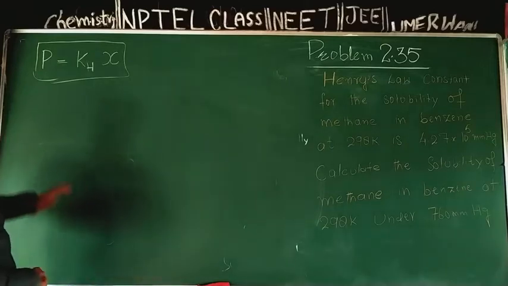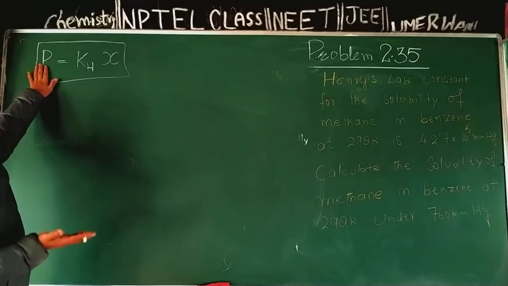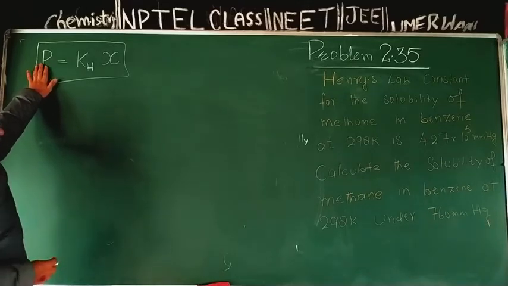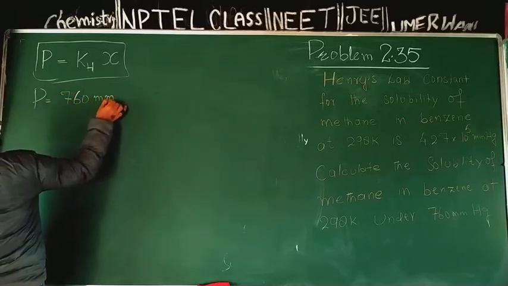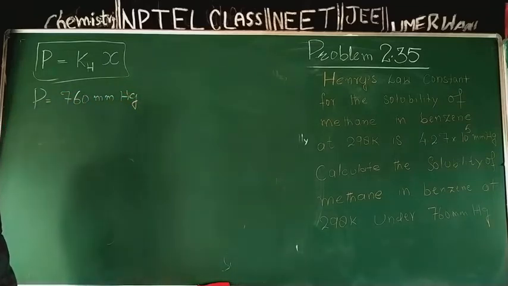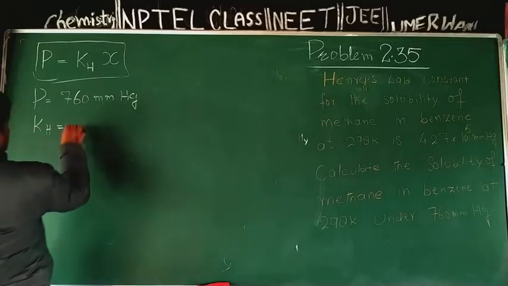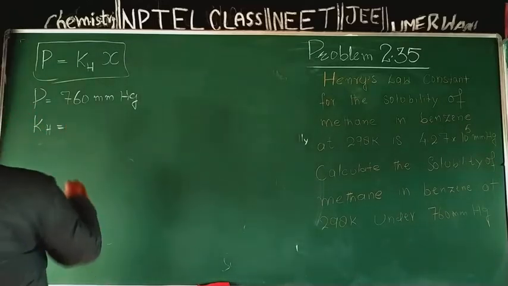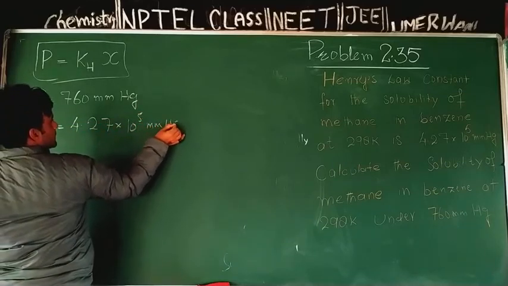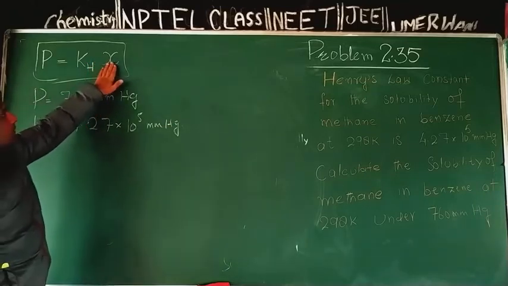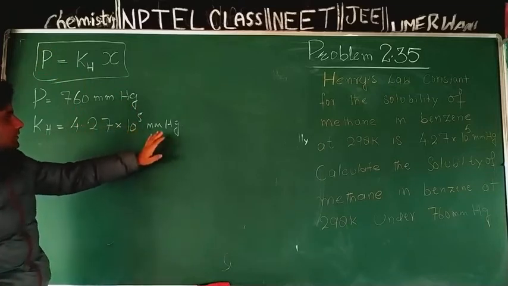Now look, in this problem, the partial pressure of methane gas, or the pressure above the benzene, is given as 760 mm Hg. The Henry's law constant Kh is also given. Its value depends on temperature and nature of the gas, and for methane at 298 Kelvin, its value is 4.27 times 10 to the power 5 mmHg. Mole fraction is unitless. Henry's law constant will have the same unit as that of pressure. The unit of pressure is given in mmHg, and the unit of Henry constant is also given in mmHg.